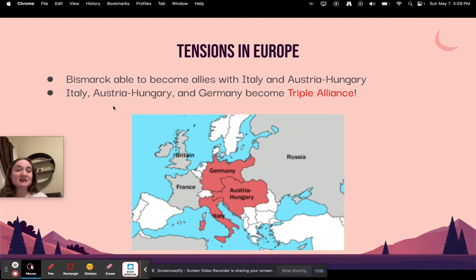So he did become allies with two of them, one being Austria-Hungary, which doesn't have a direct border to France, but it does border most of Germany, as well as Italy. And together they make the Triple Alliance. So the Triple Alliance is Italy, Austria-Hungary, and Germany.